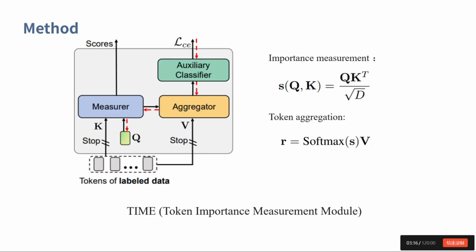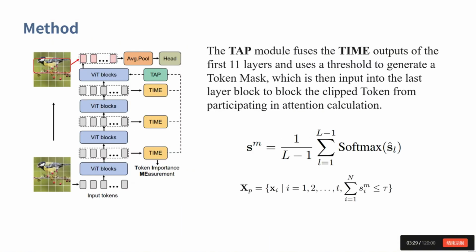The TIME module computes token-wise attention through a measurer, aggregates it, and feeds it into an auxiliary classification head with cross-entropy loss to learn a vector Q, representing token importance. The TAP module averages importance scores from all TIME blocks and prunes tokens according to tau, which can be interpreted as the proportion of redundant information.